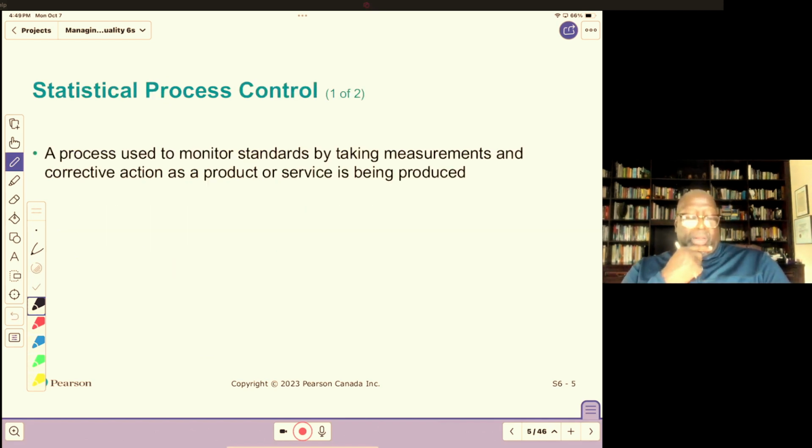So a process is used to monitor standards by taking measurements and corrective action as a product or service is being produced. And then what we're doing is we're applying statistical theory to that process to determine if it's in control or it's not in control. As I've already mentioned, it's just a hypothesis test.